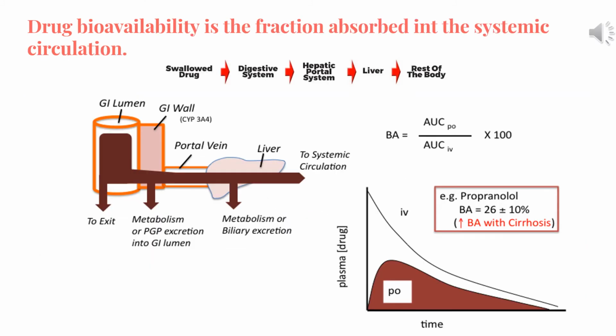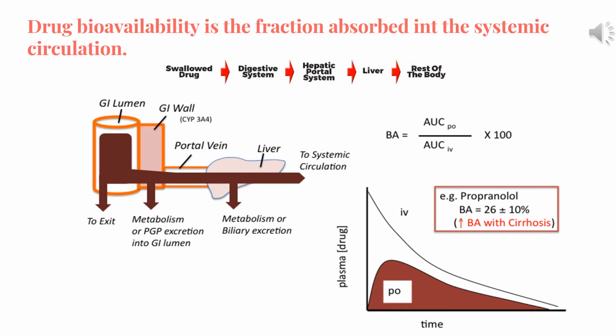Now, drug bioavailability is a term you're going to be hearing a lot in your future professional years. It's basically the fraction absorbed into the systemic circulation. Take the example of an orally swallowed drug. The part after dissolution will enter the digestive system and then travel via the hepatic portal system to reach the liver, whereby drug metabolism is going to occur, the first pass effect we've discussed, and then we're going to have distribution to the rest of the body and to the target site.